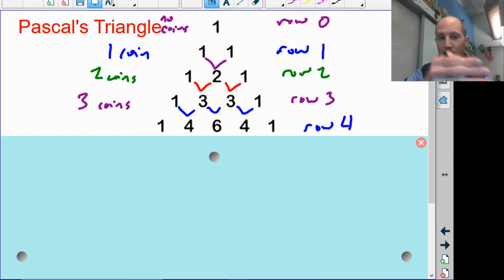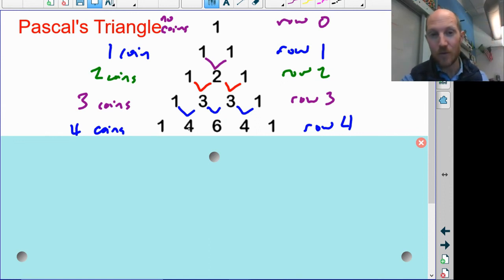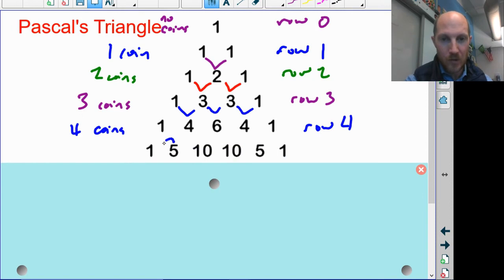So the row number describes the number of coins. So this would be 4 coins. If we categorize them, there's one outcome that gives you 4 heads. There's 4 different outcomes that give you 3 heads. There are 6 different outcomes that give you 2 heads. There's 4 outcomes that give you 1 head, and there is one outcome left that gives you no heads. Always in that order, right? So the second number in the row describes the row number, or the number of coins represented by that particular row.